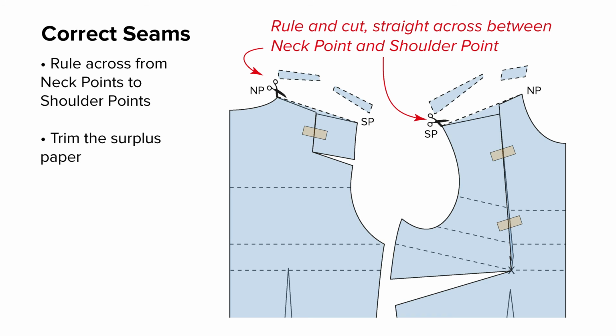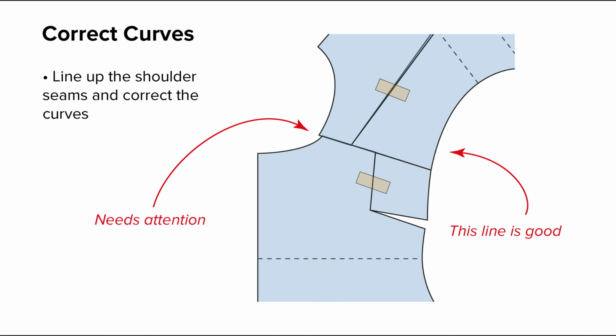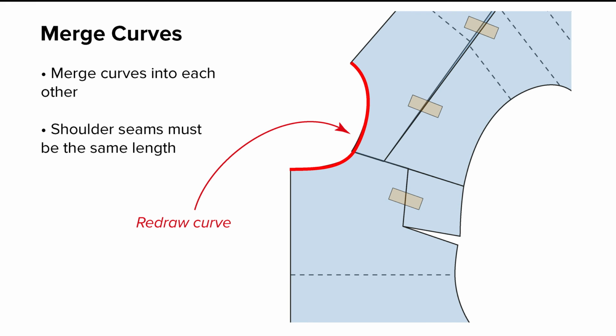Correct seams. Rule across from neck point to shoulder point on both the back and front blocks. Cut straight across to correct the shoulder seams. The seams are now aligned. Next, we will check that the armhole and neckline curves flow smoothly from back to front. Correct curves. Line up the 2 blocks along the shoulder seam and check that the neckline forms a smooth curve. Merge curves. Redraw where necessary. The shoulder seams must be the same length.